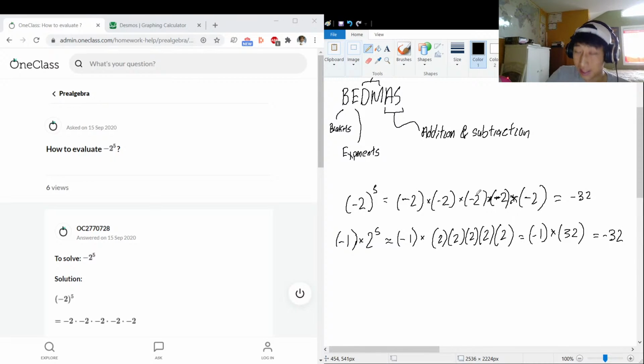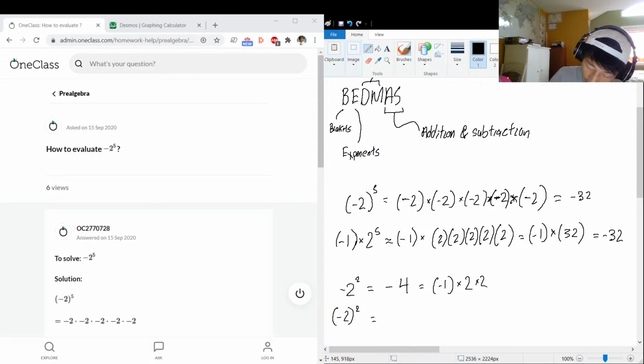But please do not think that this is the rule always. If this was to the power of 4 instead of to the power of 5, these would be different. This would be a positive number, and this would be a negative number. So I'll actually write that as an example. Let's say we have -2 to the power of 2 versus -2 in brackets to the power of 2. This is equal to -4 because it is equal to -1 times 2 times 2, which is not the same. This is -2 times -2, and that's +4. You see how these are not equal anymore?